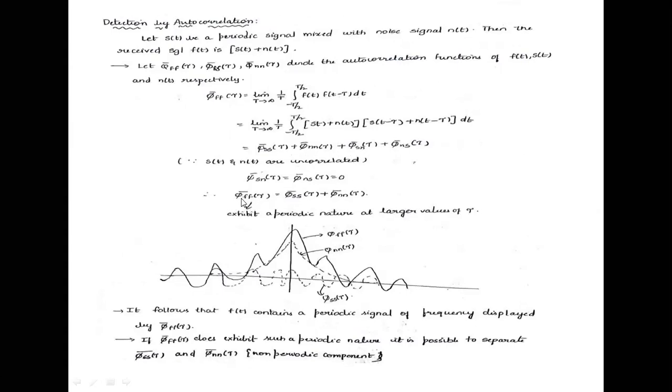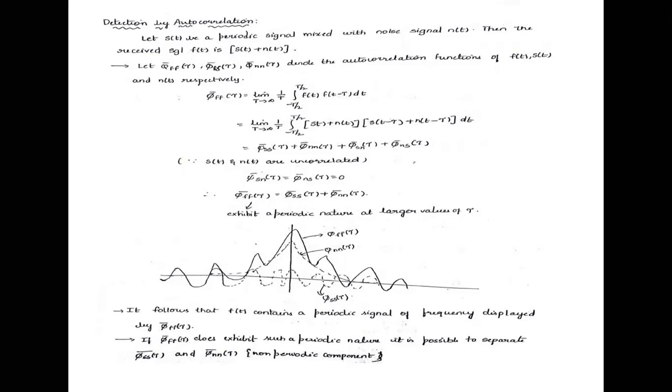The output function, the autocorrelation φff(τ), is equal to φss(τ) plus φnn(τ). It exhibits a periodic nature at larger values of τ. It follows that f(t) contains a periodic signal of frequency displayed by the φff(τ). If φff(τ) does exhibit such a periodic nature, it is possible to separate φss(τ) and φnn(τ), the non-periodic component.